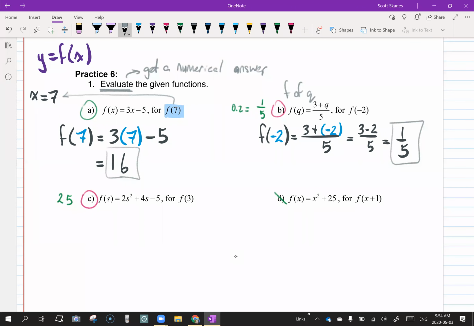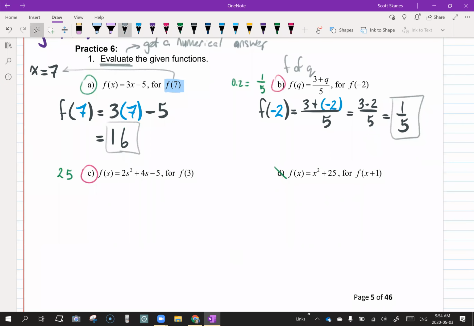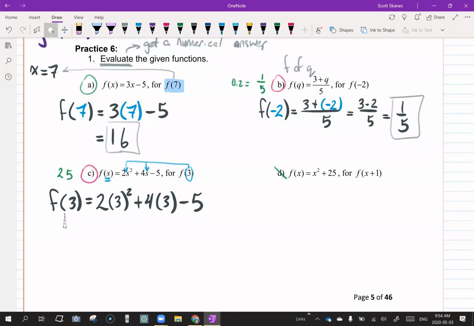Did anyone get C? If not, there's still time. Remember, we're going to take this 3, and every time we see the letter it's replacing, notice it's S, it replaces all S's with 3. So F, when S is 3, is 2 times 3 squared plus 4 times 3 minus 5. So once again, I'll just make it as clear as I can. I'm just replacing these S's.